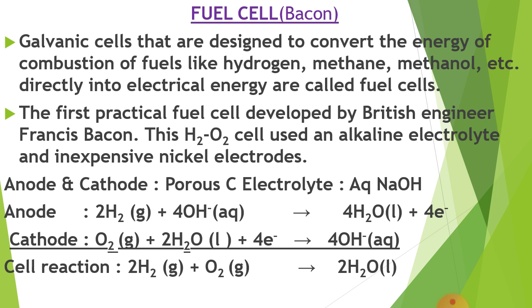Now the anode and cathode reactions in the fuel cell. At the anode, 2H2 gas plus 4OH⁻ aqueous converts into 4 moles of water, liberating 4 electrons. Now at the cathode, O2 gas reacts with 2 moles of water, taking 4 electrons from the anode, and converts into 4OH⁻.